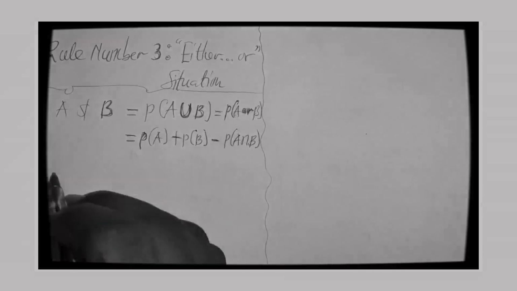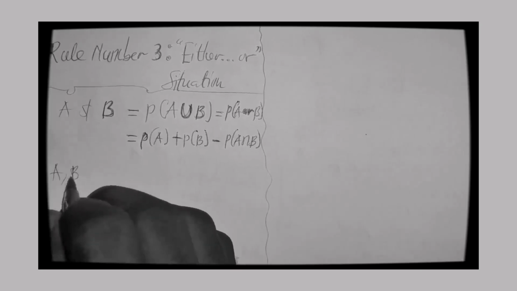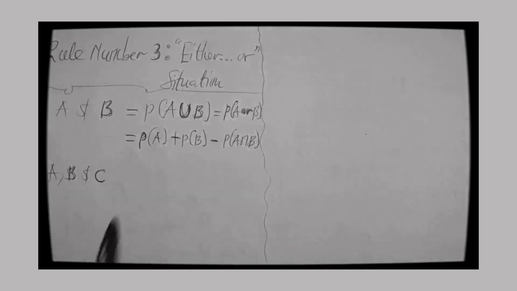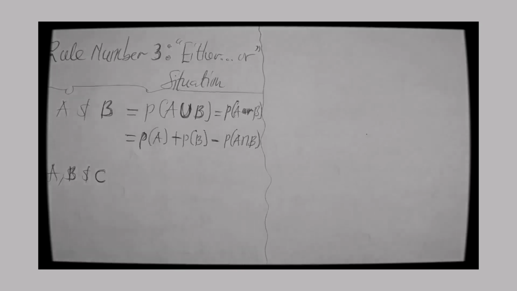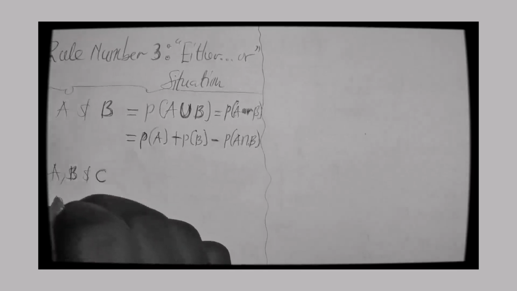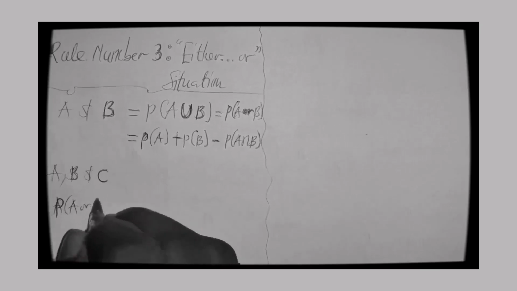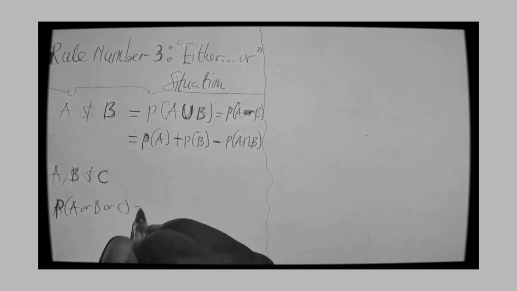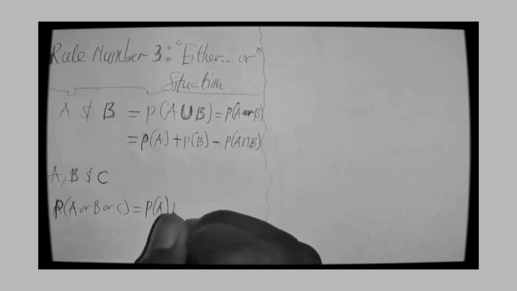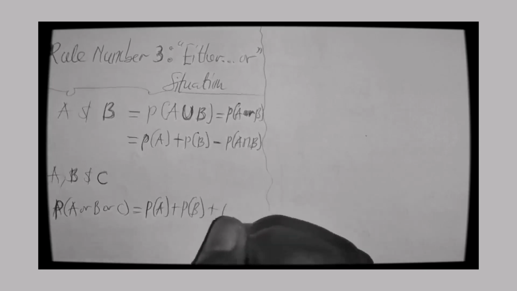So if, for example, we have, let's say, 3 events, A, B, and let's say C, how do you also take into account using the either or situation? That one too will be the probability of A or B or C, which will be equal to, first, the probability of A plus the probability of B plus the probability of C.